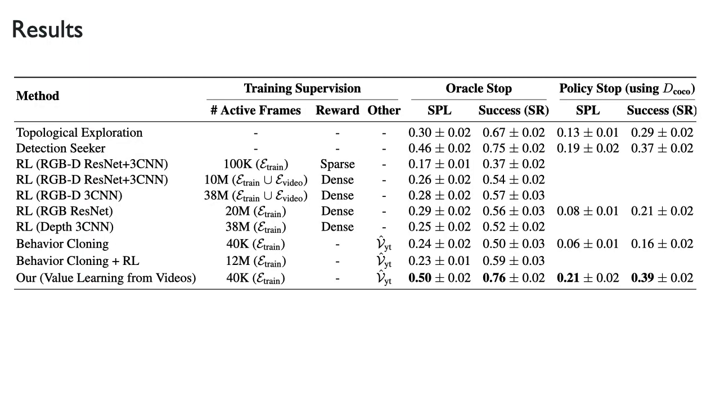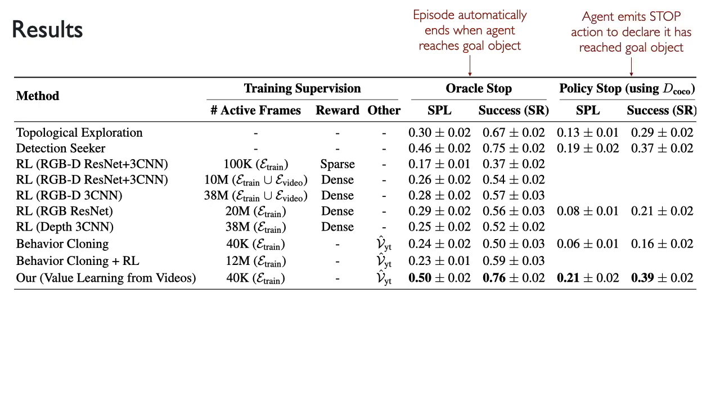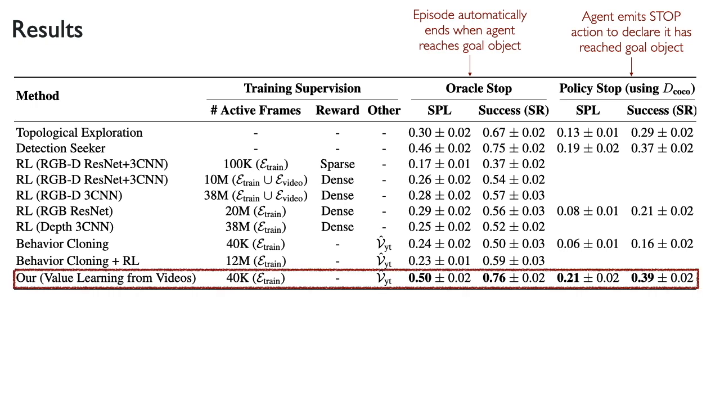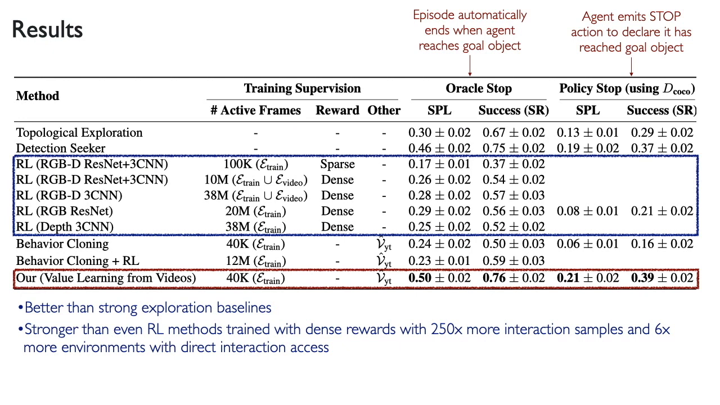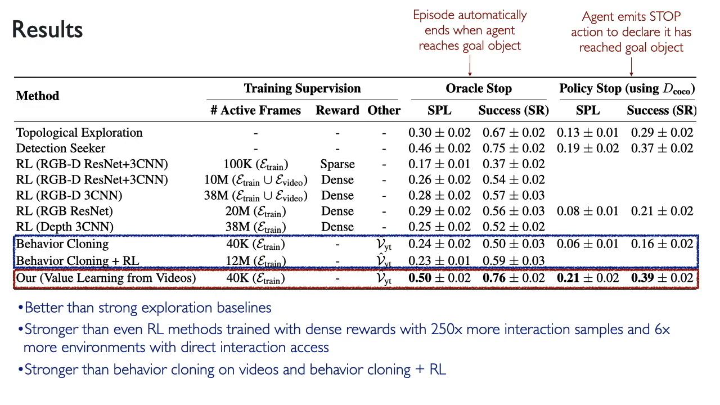We evaluate in two settings. The first is Oracle Stop, in which the episode ends automatically when the agent reaches a goal object. The second is Policy Stop, in which the agent must emit a stop action when it has reached the object. Our method is able to outperform exploration baselines and reinforcement learning with dense rewards while requiring far fewer samples of direct experience. Additionally, it outperforms behavior cloning baselines on the same video dataset.